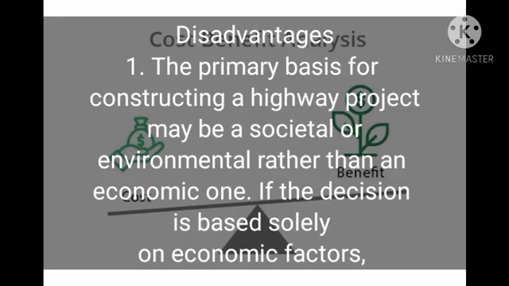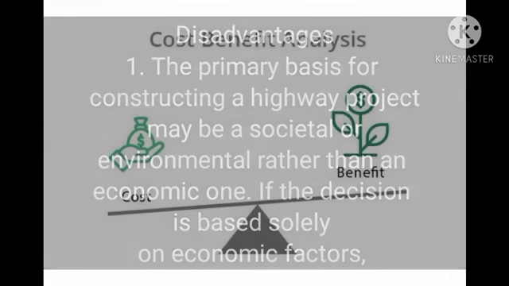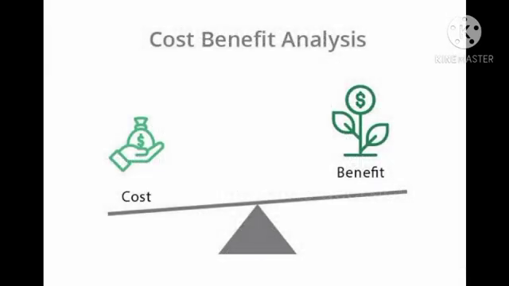The first one is the primary basis for constructing a highway project may be societal or environmental rather than economic one. If the decision is based solely on economic factors, however, an incorrect decision may result from the confusion of the original primary purpose of the proposed project with its secondary consequences, simply because the less important secondary consequences are measurable in money terms.